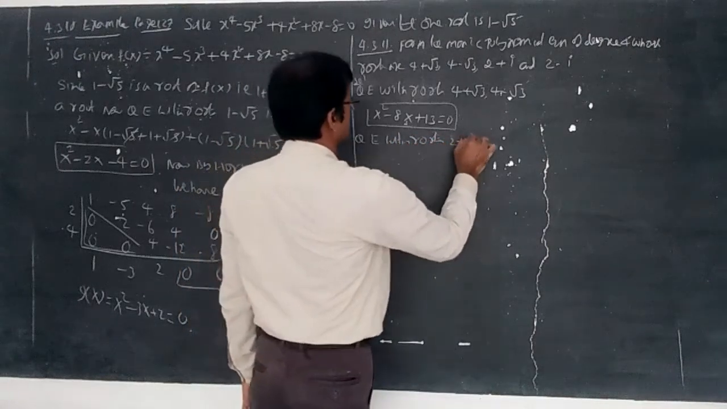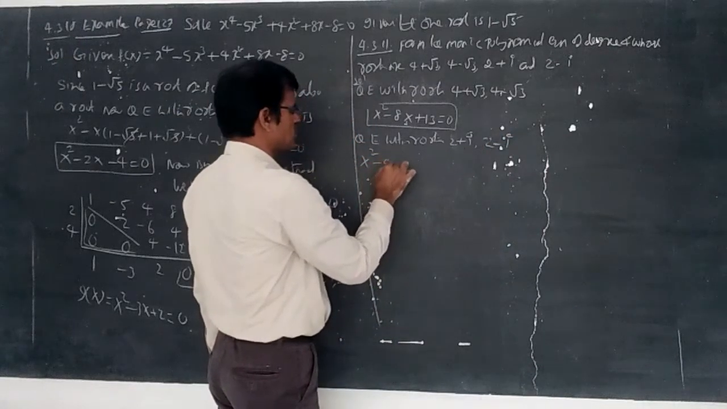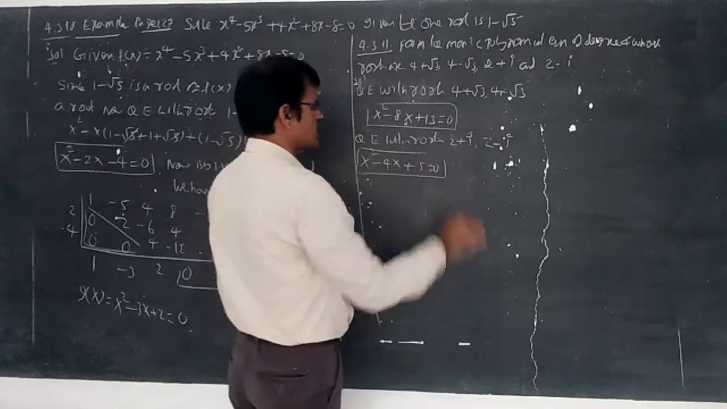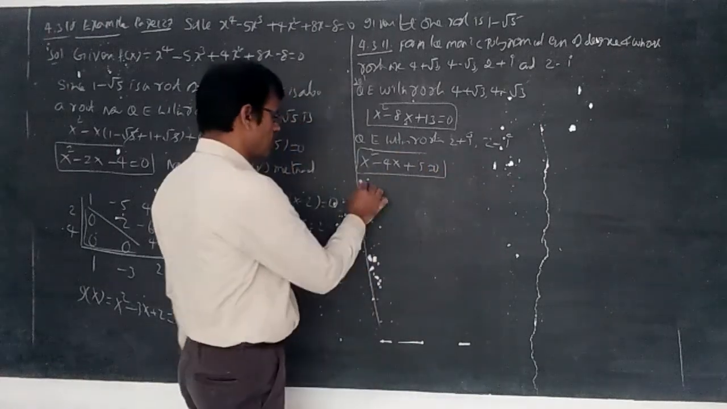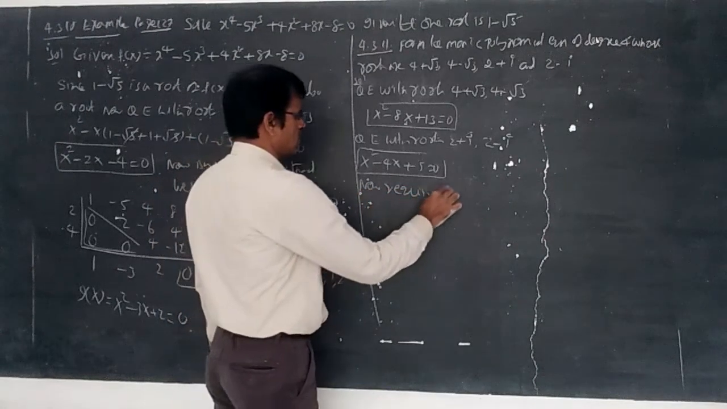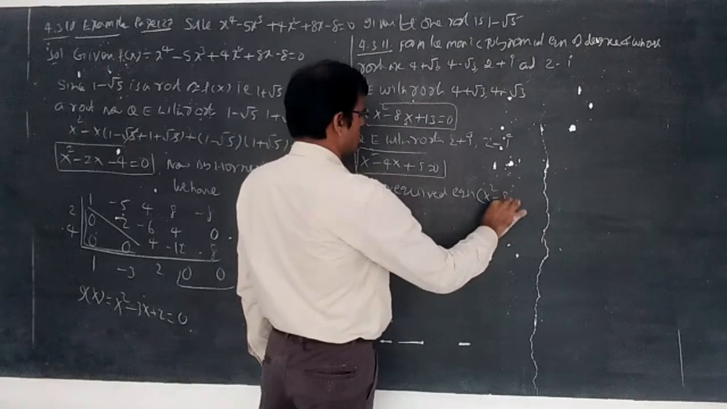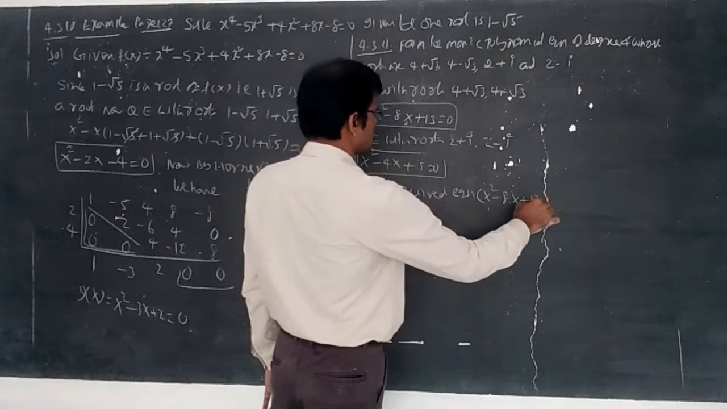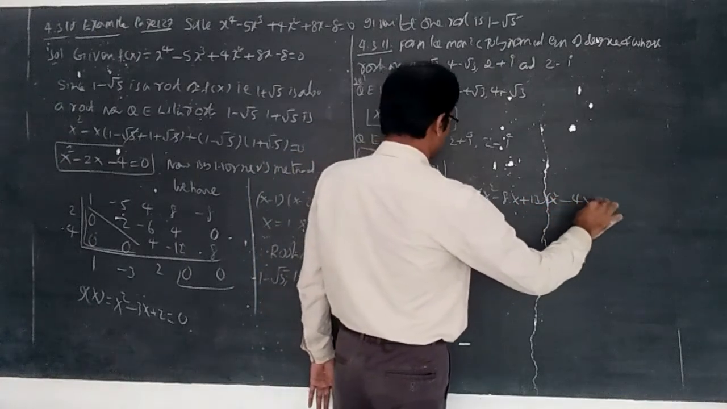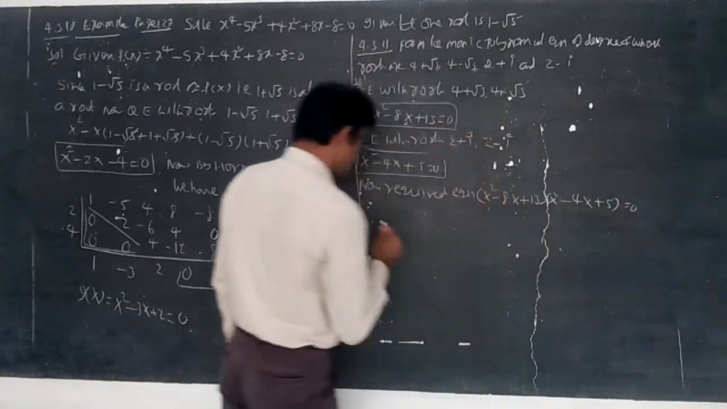The quadratic equation with roots 2 plus i, 2 minus i. This is also the same concept: x square minus 4x plus 5, because this is a plus ib into a minus ib. Now the required equation. You should multiply fully: x square minus 8x plus 13 into x square minus 4x plus 5 equal to 0. This is the required equation.